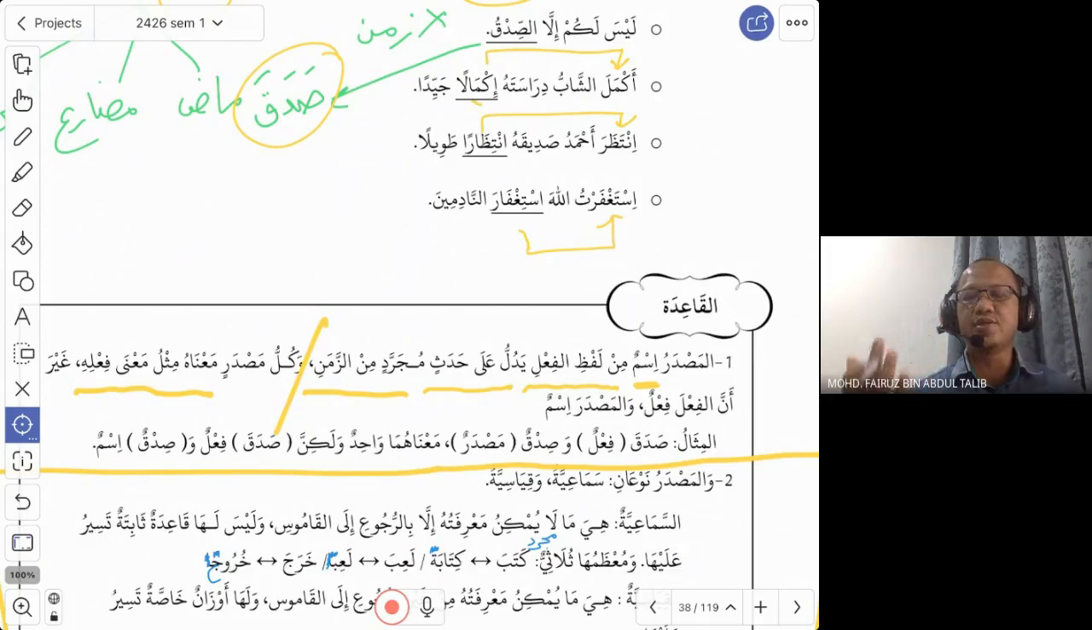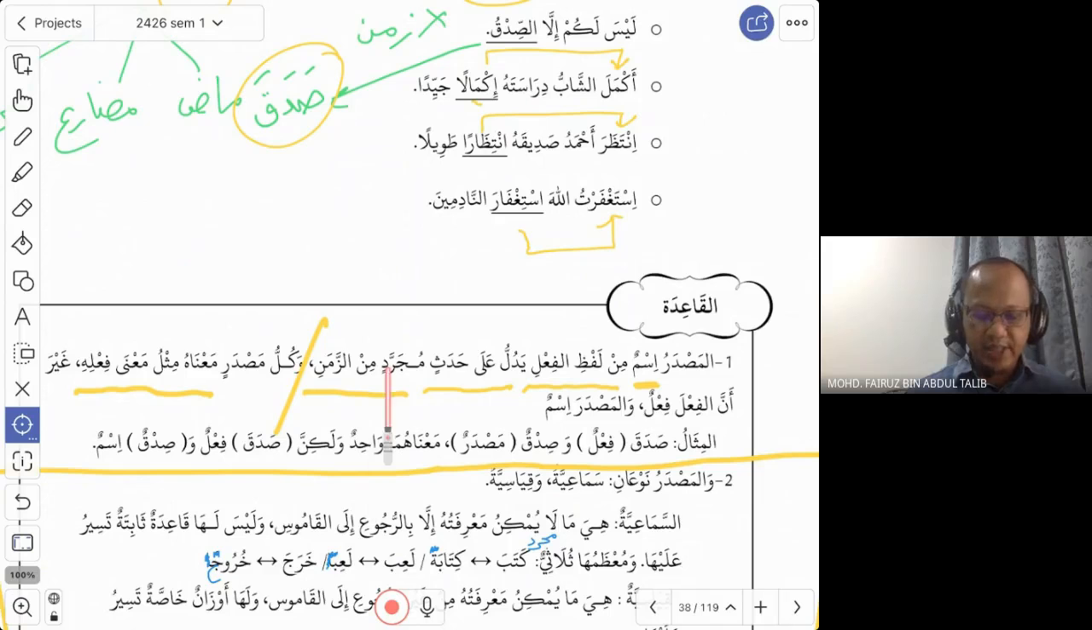It means that there are no rules that we can follow to form the masdar. Another type of masdar is called the masdar al-qiyasi, or qiyasiyah. Qiyas, here you depend on a certain wazan. You look at the wazan, then you will be able to find out the correct masdar. In other words, it has a rule that you can follow. Okay, those are the two broad categories of masdar, sama'i and qiyasi.